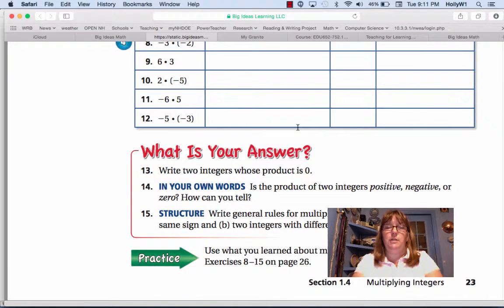So in your own words, they're asking you to write two integers whose product is 0. Well, any integer times 0 ends up being 0. In your own words, is the product of two integers positive, negative, or 0? How can you tell? So why don't you write about that and think about that? And that's it for multiplying integers.